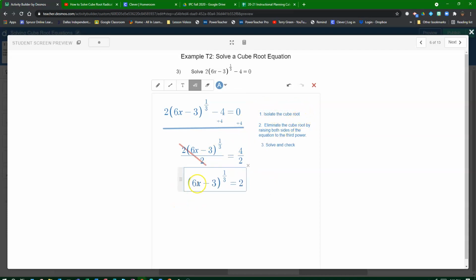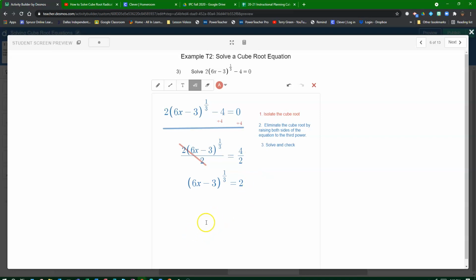We have to make sure there's nothing else on the same side as the cube root. We want to make sure everything is gone. I'm showing you what I did in red. So what we did in red is what we did to isolate the cube root, so I'm going to make that red as well. Everything in red was done to isolate the cube root.